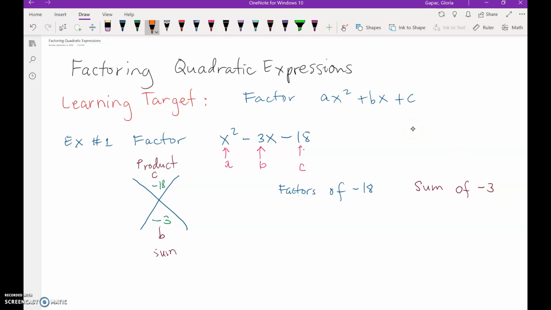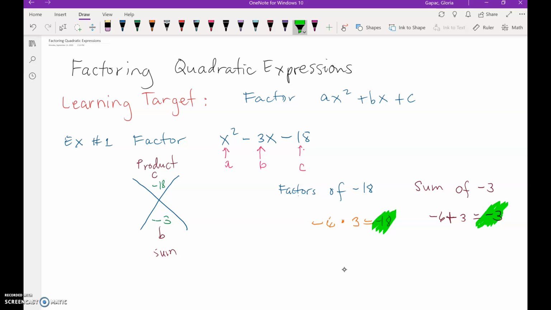Okay, so yes, we have negative 6 times positive 3, not negative 3. So when we multiply negative 6 by 3, we'll get an answer of negative 18. So this will give us negative 18. And if we're going to add them, negative 6 plus 3 equals negative 3. So we have met these two conditions. We got negative 18 for this product, and we have negative 3 for the sum.